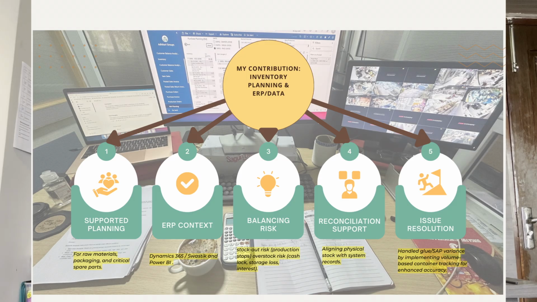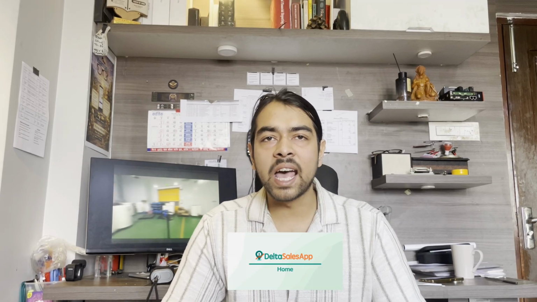If we talk about ERP, BOM, or simply procurement, my contribution relied on ERP software like Dynamics 365 and SOSTIC, along with other software like Power BI and Delta apps. I also suggested to the company a more realistic approach of using volume-based container tracking that is more approachable.